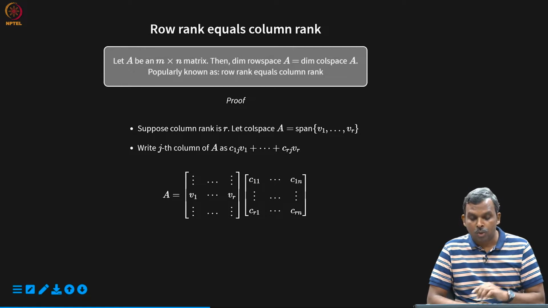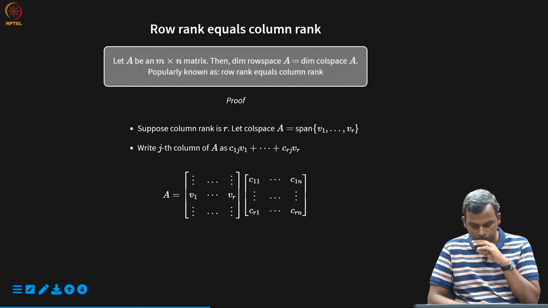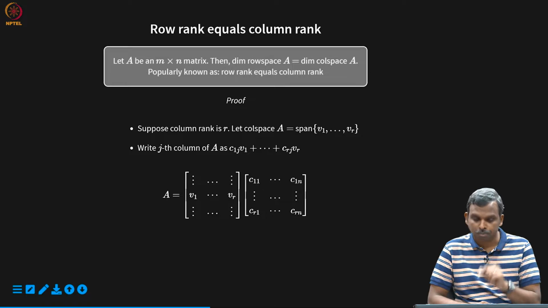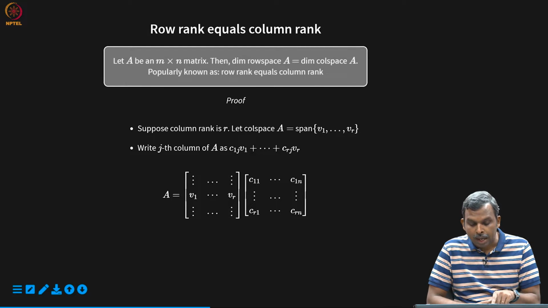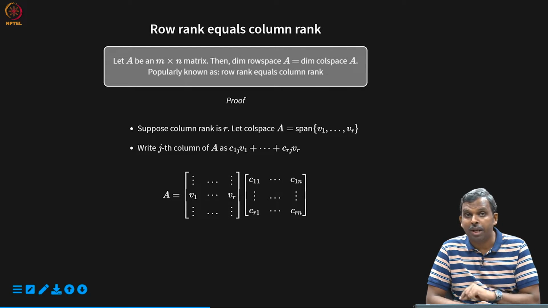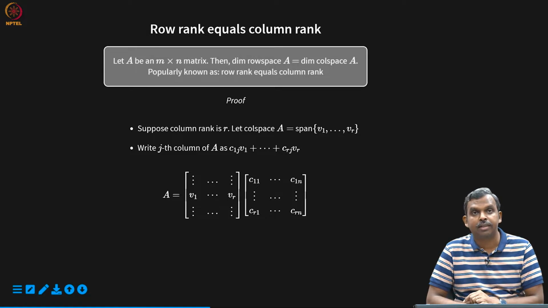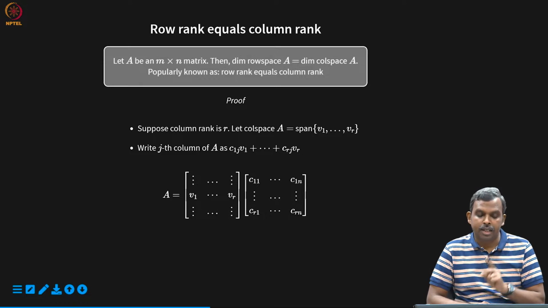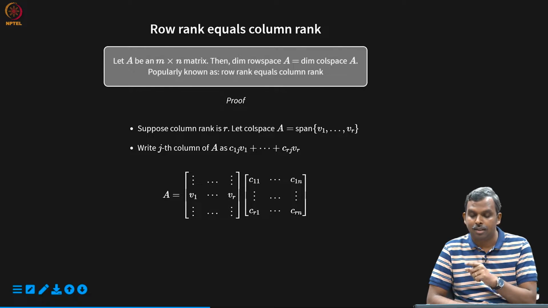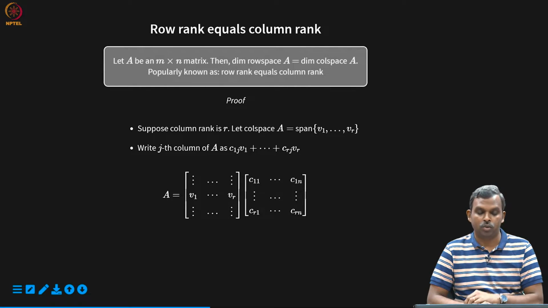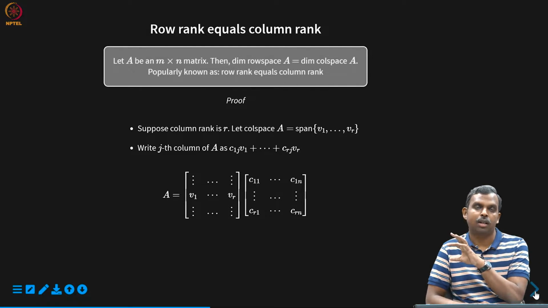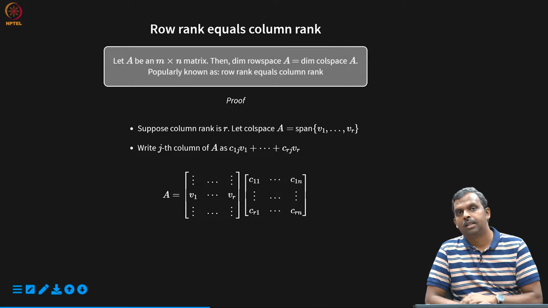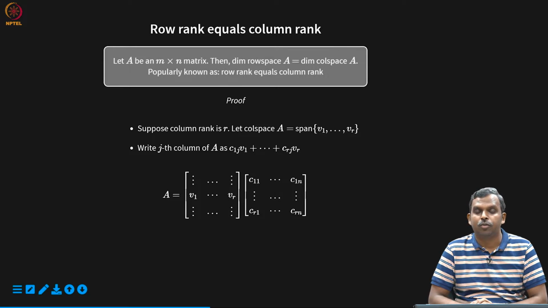Now this tells me I can rewrite A in the following form. What form? Notice what I am doing here. I am writing A as the product of two matrices. What is the first matrix? The first matrix has R columns and each of the columns is a vector in the spanning set. So V1 is the first column, V2 is the second column, so on till Vr, that is the last column. That is how I make my first matrix.